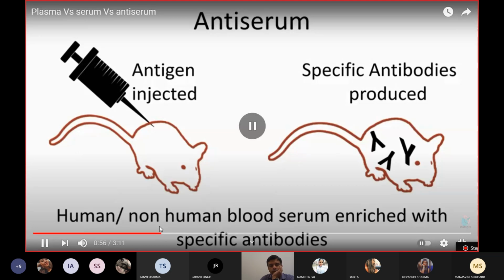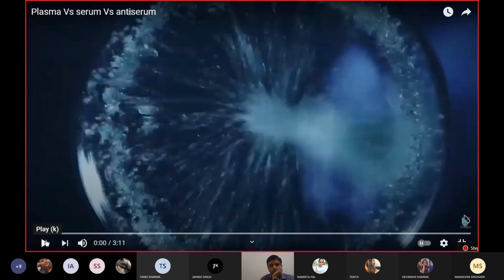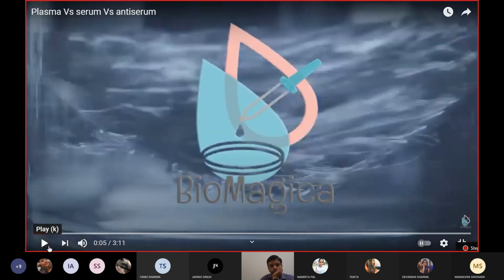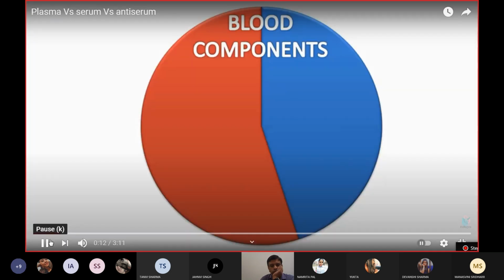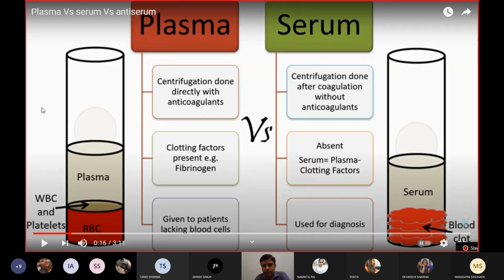Okay, just hold on. There is some issue in this. Okay, so I'll just stop here to understand the difference between plasma and serum.